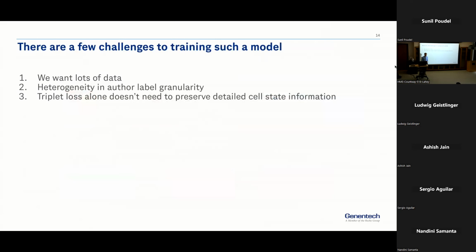Okay, so I'm going to go actually pretty quickly over the challenges, but feel free to stop me at any time. The three main challenges are, we want lots of data to do this. When you're working with author labels, that's going to provide actually quite a few issues. And then kind of a technical thing, the triplet loss alone doesn't preserve detailed information. So we're telling it to put all the T cells close together, but what about the activated state versus resting T cell and so on? And so, we want ways to preserve that level of detail.